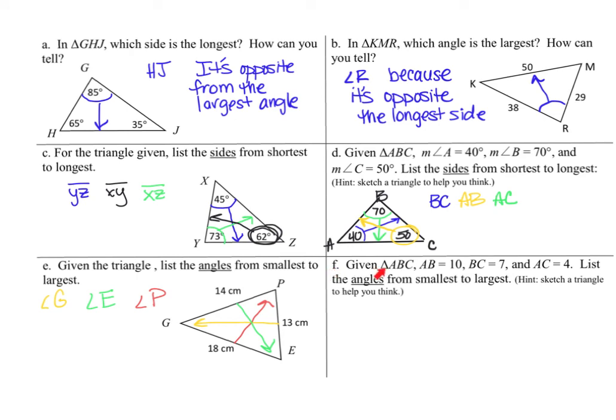For letter F, given triangle ABC, AB is equal to 10, BC is equal to 7, and AC is equal to 4, list the angles from smallest to largest. We're definitely going to sketch a picture to help us think. Okay, now that I have my picture, AB is equal to 10, BC is equal to 7, and AC is equal to 4. So now list the angles in order from smallest to largest.